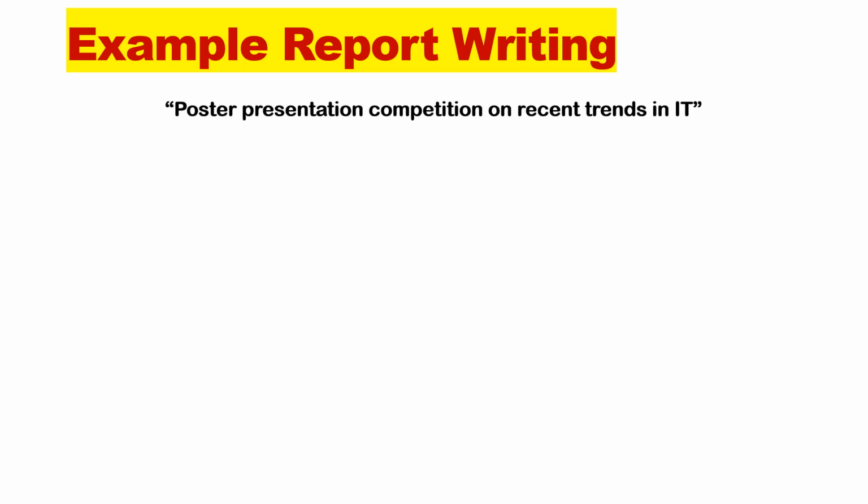Now we will discuss an example of report writing of one of the activities. As I told you, you need to first mention the heading of the report. Now, the competition name or activity name that I have conducted, that I have to mention as a heading of the report. So let's take this example.